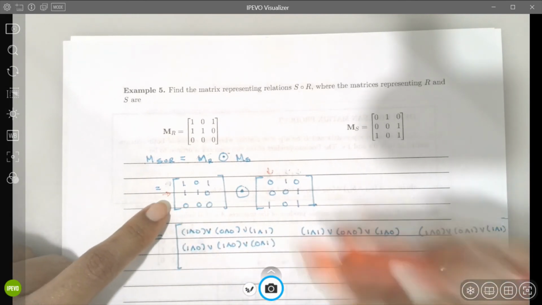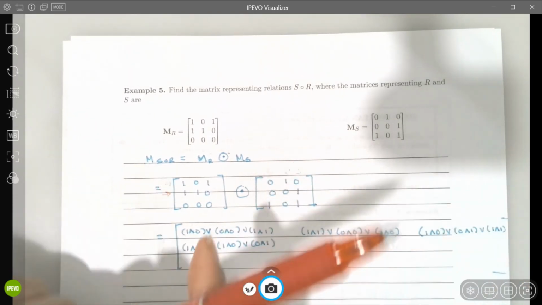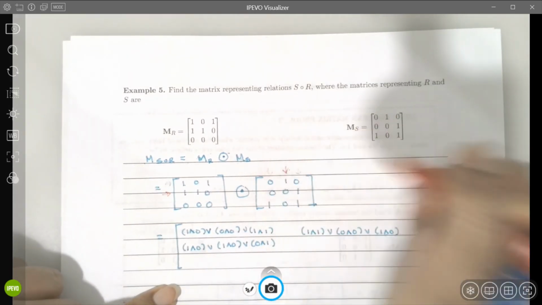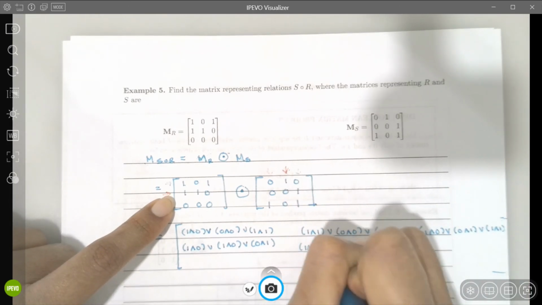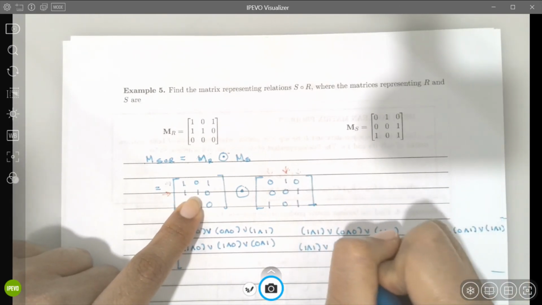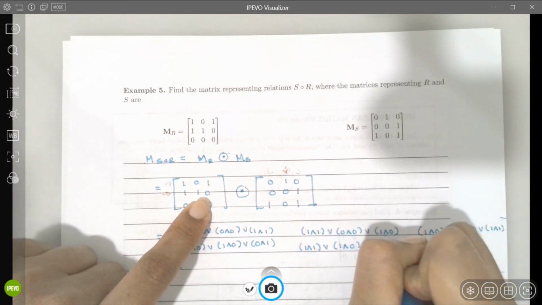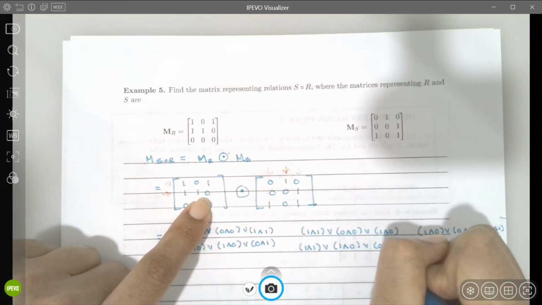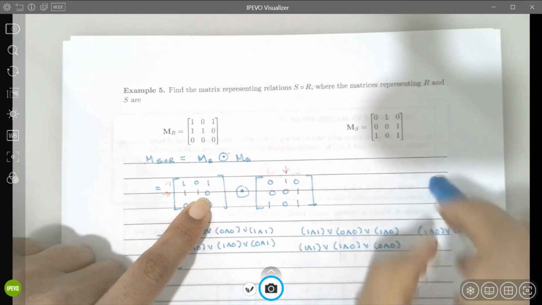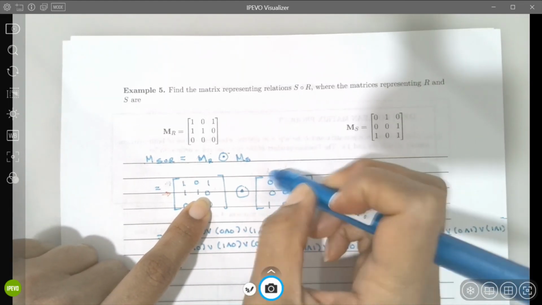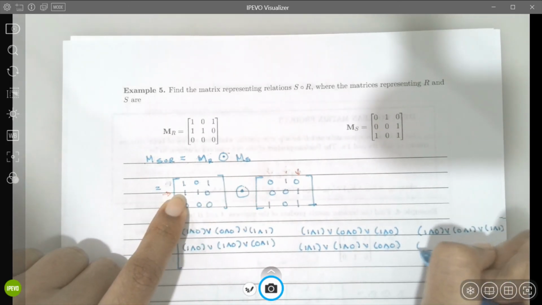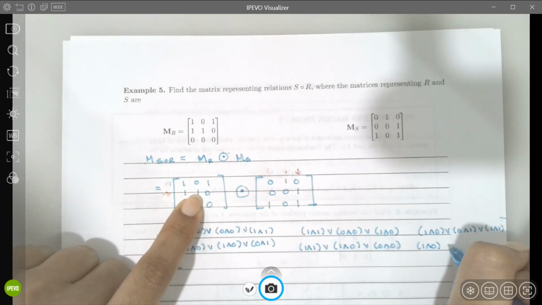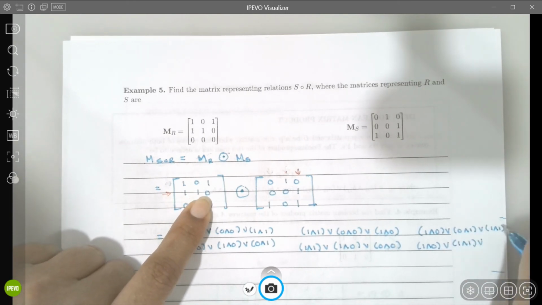Okay, next we move on to second row, second column. We have a 1 and 1, or 1 and 0, or 0 and 0. Okay. We'll move on to the next column, second row, third column. We have 1 and 0, or 1 and 1, or 0 and 1.